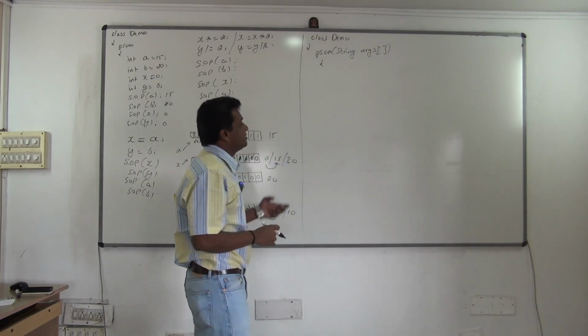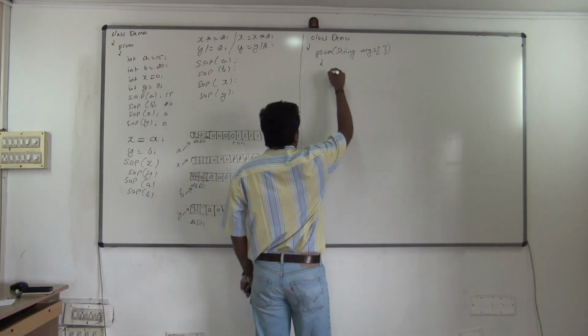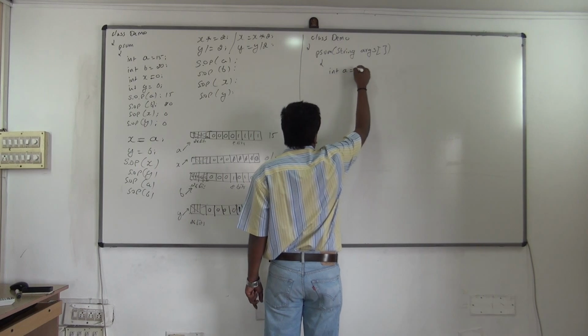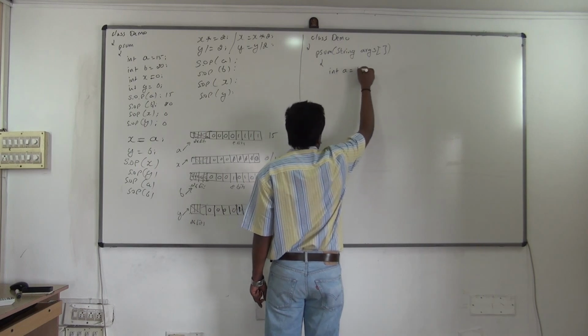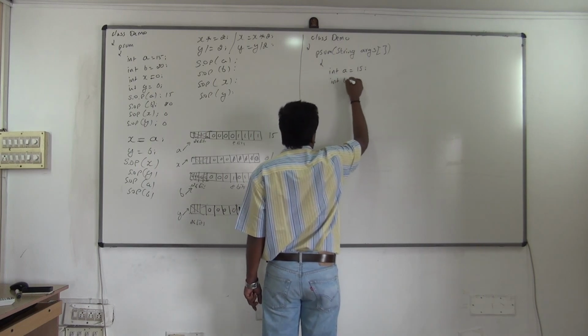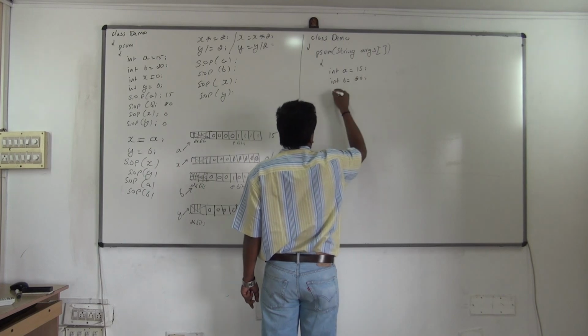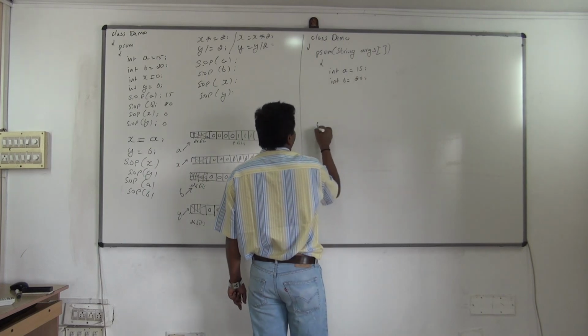See, same thing I'll take now. I'll show you the same program. int a = 15, int b = 20. That's it. Let's leave this main method here.